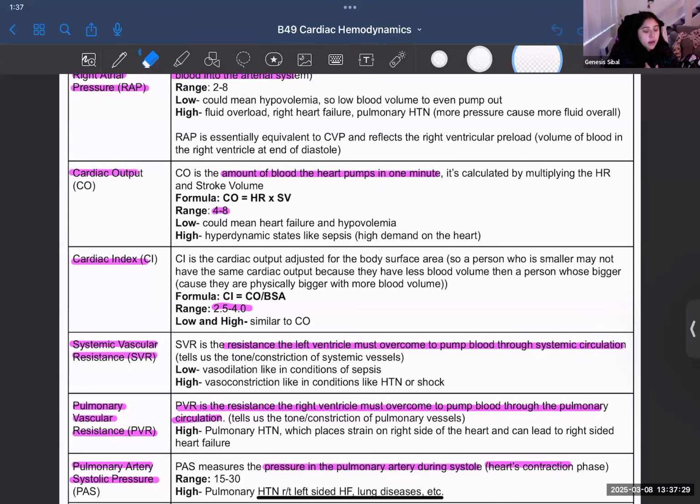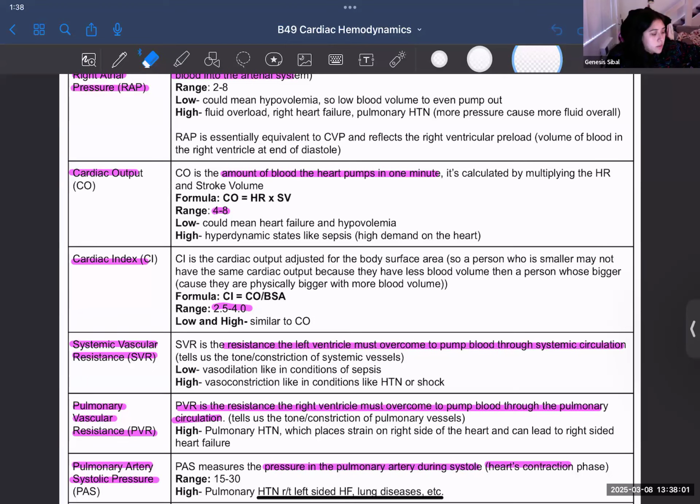Okay. Cardiac output, we already talked about that. It's the amount of blood the heart is pumping in 1 minute: heart rate times stroke volume. If it's low, that could mean maybe a hypovolemia problem with the preload, heart failure, or maybe something wrong with the contractility. Hyperdynamic states like sepsis can make it high. You have a high demand on the heart because your heart rate is so high. You're trying to pump blood out because your body wants more perfusion, more oxygenation, and also because of the metabolic demands, right?